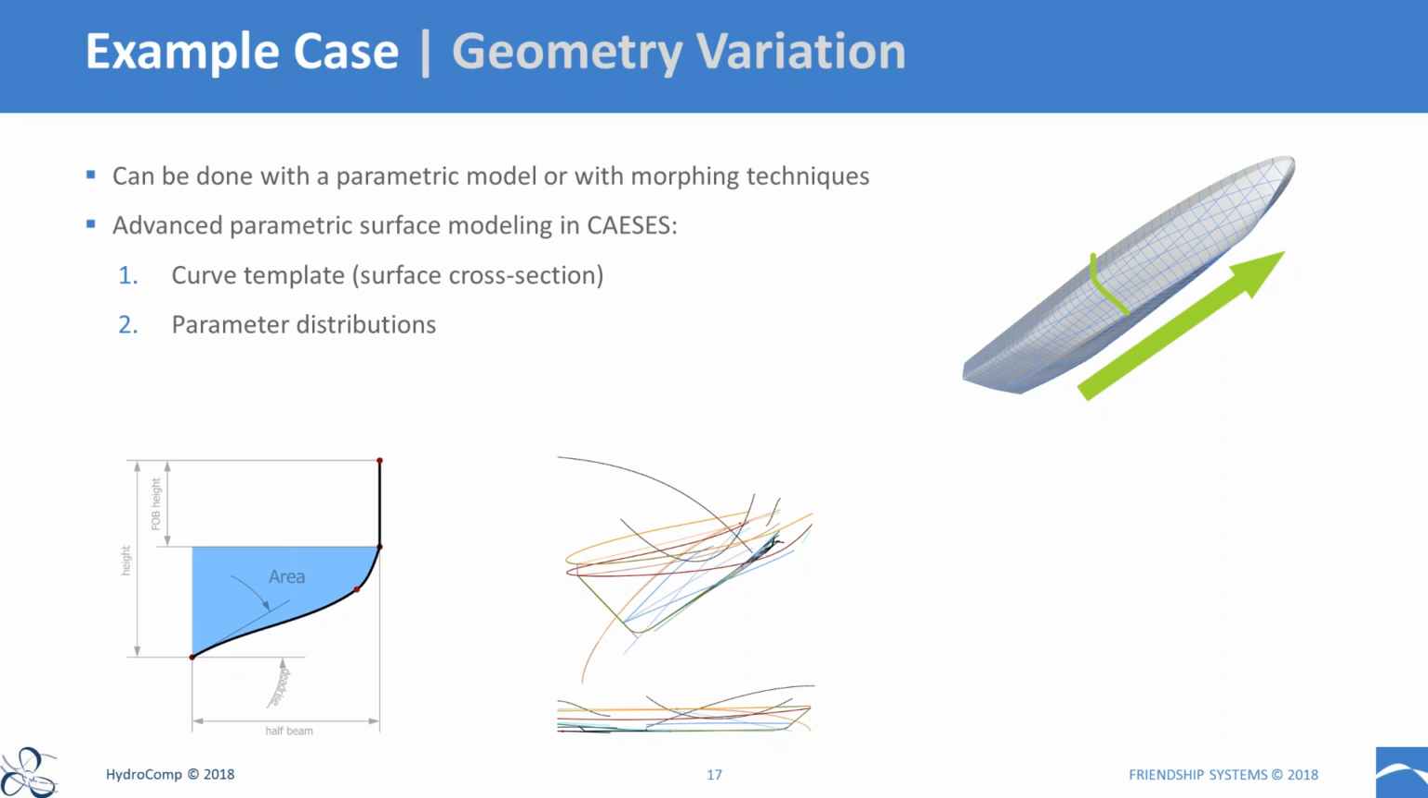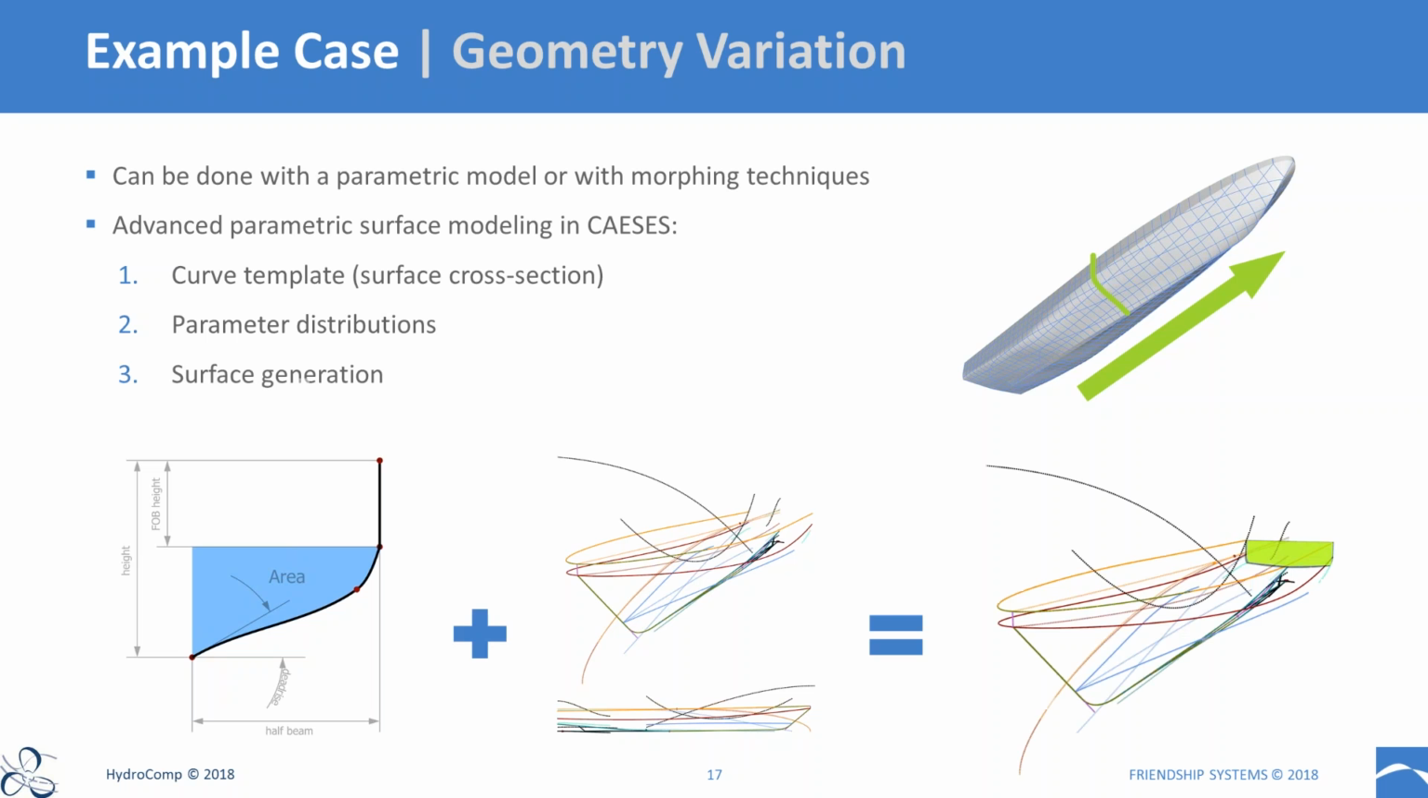So we have some, let's say, physical curves like the deck contour and the center plane curve, but also some other curves that indicate how the dead rise changes along the hull and things like that. And if we combine these two things, our cross-section template and the parameter distributions in the sweep direction of the surface, we can generate our surface. And by controlling these parameter distribution functions, we can control the shape of our surfaces.